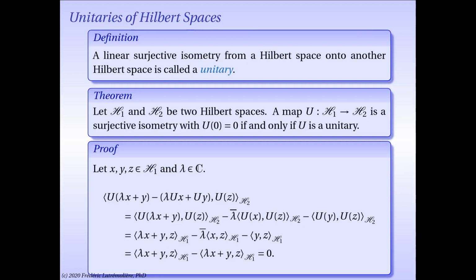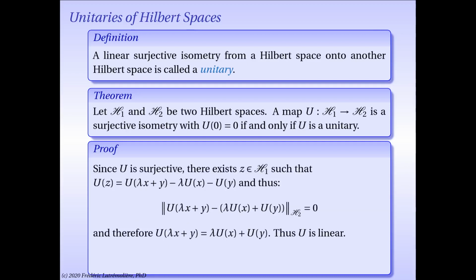Therefore, since u is surjective, we can apply this result to a specific z in the domain of u, for which u of z equals a vector u of lambda x plus y minus lambda of u of x minus u of y. And then we have seen that the square of the norm of this vector is indeed 0. So this vector is 0, which in other words means u of lambda x plus y equals lambda u of x plus u of y. As lambda, x and y were arbitrary in their respective spaces, we can conclude that u is indeed linear.